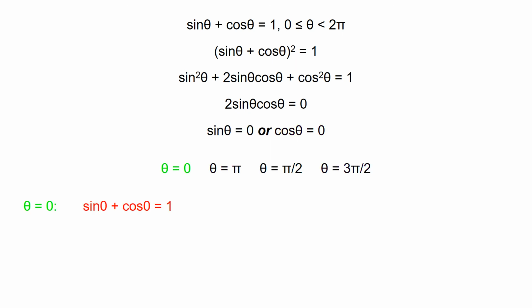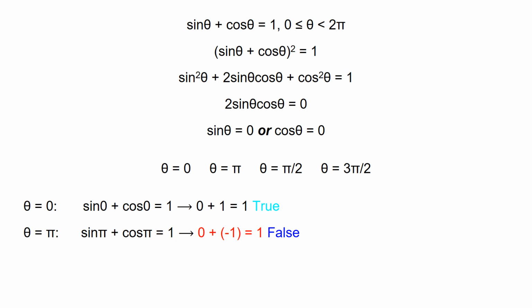First, we substitute 0 into the equation. Sine of 0 is equal to 0. The cosine of 0 is equal to 1, so theta equals 0 satisfies the equation. Next, we let theta equal pi, and we get sine of pi plus cosine of pi. Now the sine of pi is equal to 0, and the cosine of pi is equal to minus 1, so theta equals pi does not satisfy the equation and is not a solution.